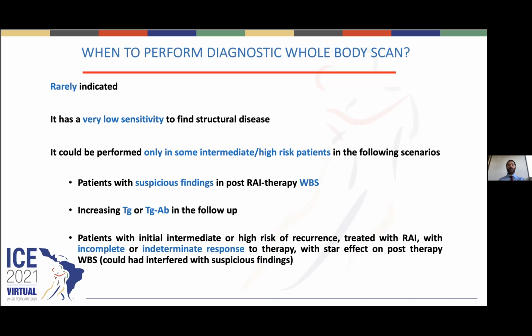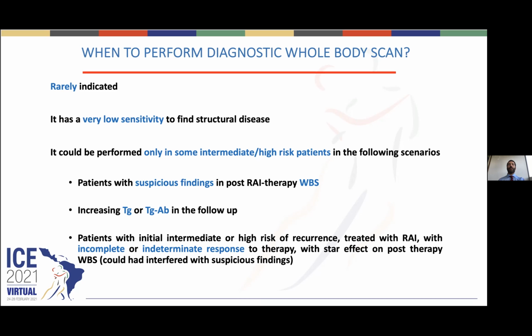In which cases could we think of performing this diagnostic whole body scan? In some patients with intermediate or high risk of recurrence when, for example, they have some suspicious finding in the post-therapy whole body scan after radioactive iodine treatment, or in patients in whom we have significantly increasing levels of thyroglobulin or thyroglobulin antibodies in the follow-up.